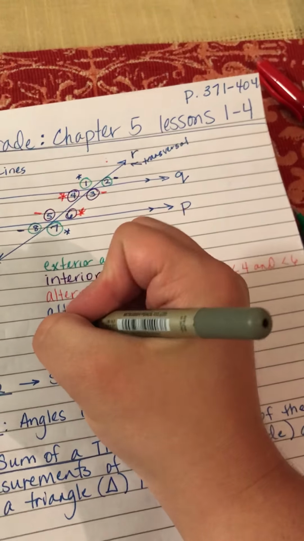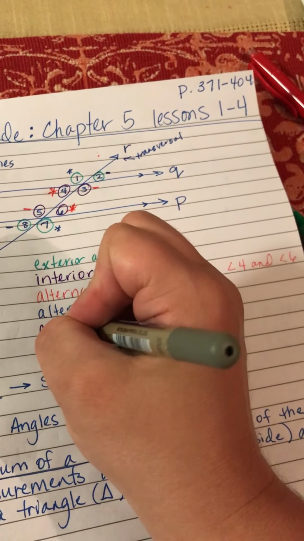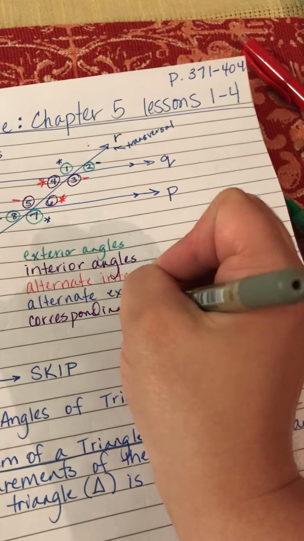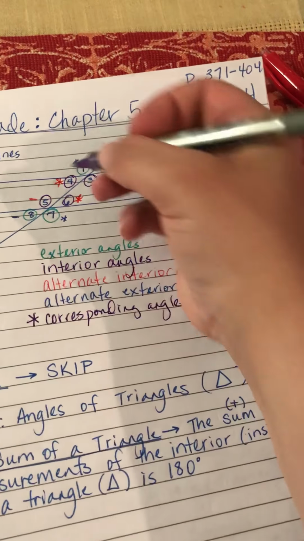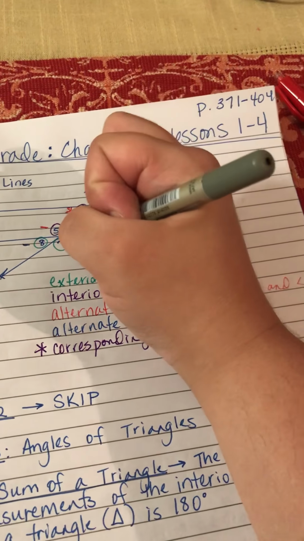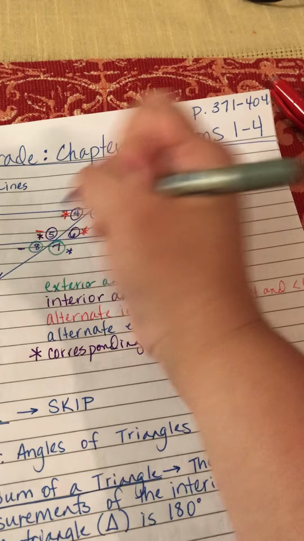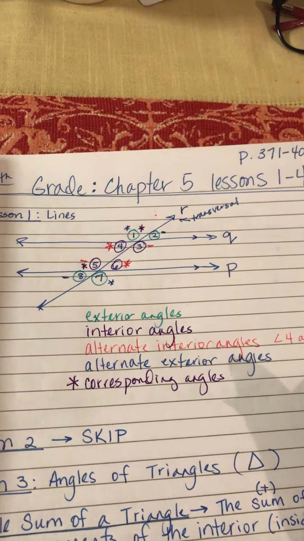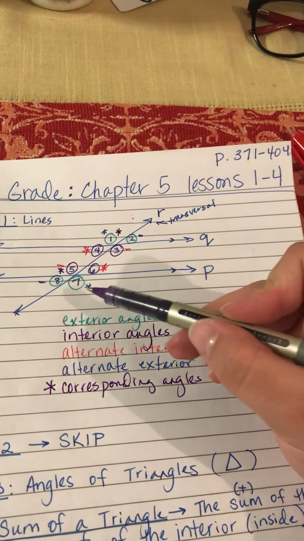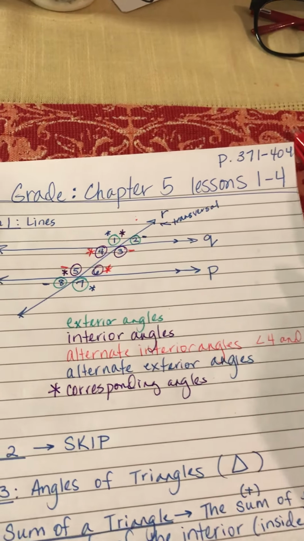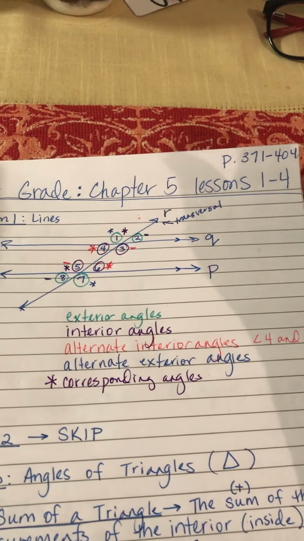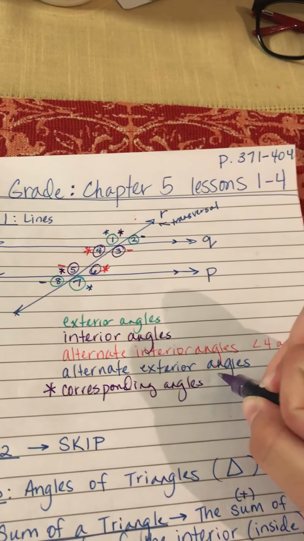I'm going to go ahead and write that, corresponding angles. And I'm going to put a star by it because I'm going to star them purple. So for example, number 1 and number 5 are corresponding angles. Number 2 and number 6 are corresponding. 7 and 3, 8 and 4. These are corresponding angles.